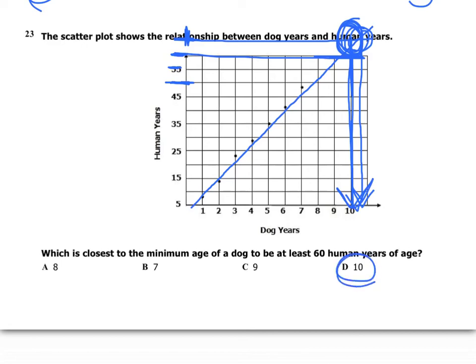Which is the closest to what I got if I had gone up too far, too. This would be 65. I went too far. This was 60. So you see what I'm doing? I'm looking at the trend. I'm looking at where the dots are headed. Where is the scatter plot going?